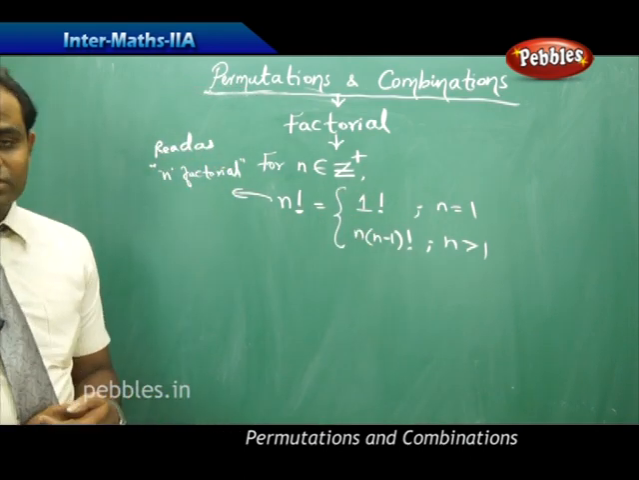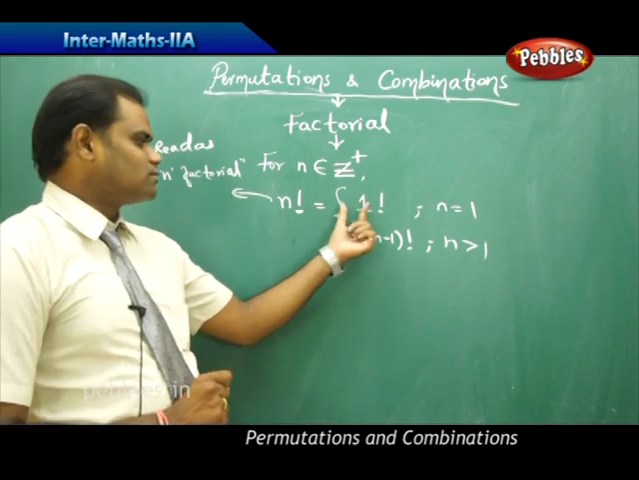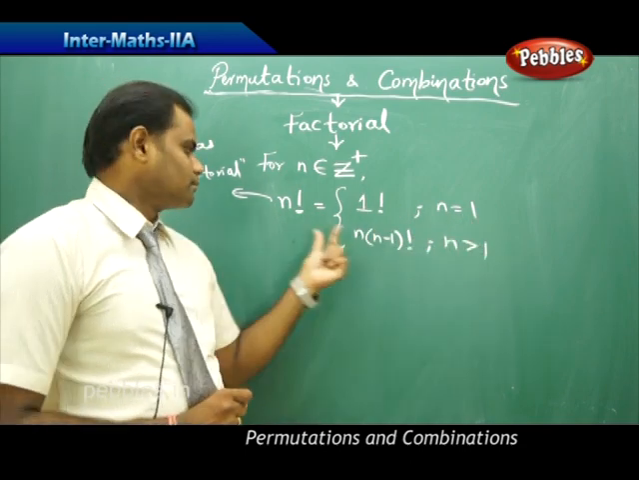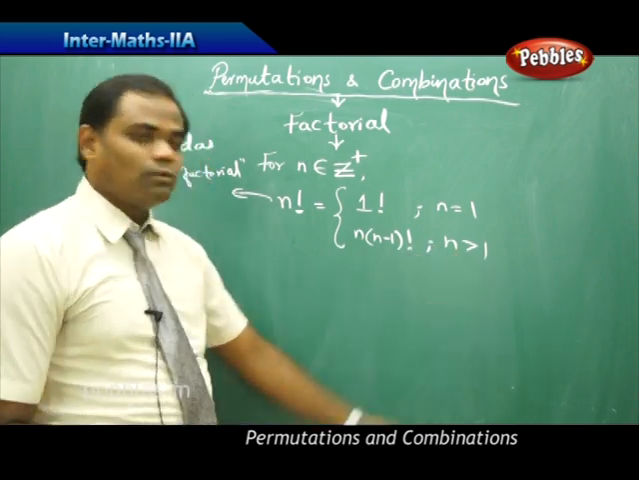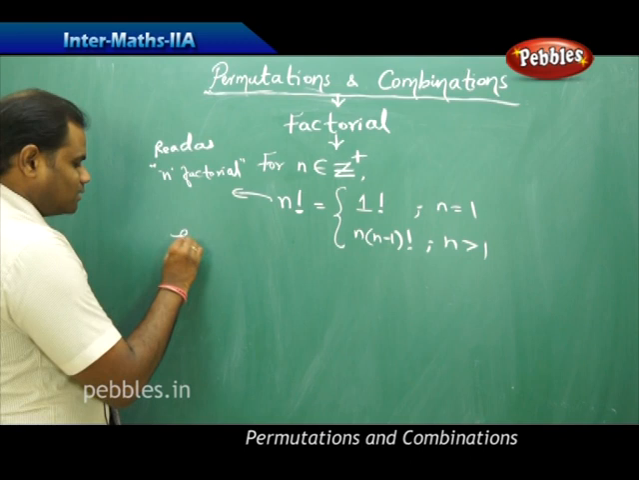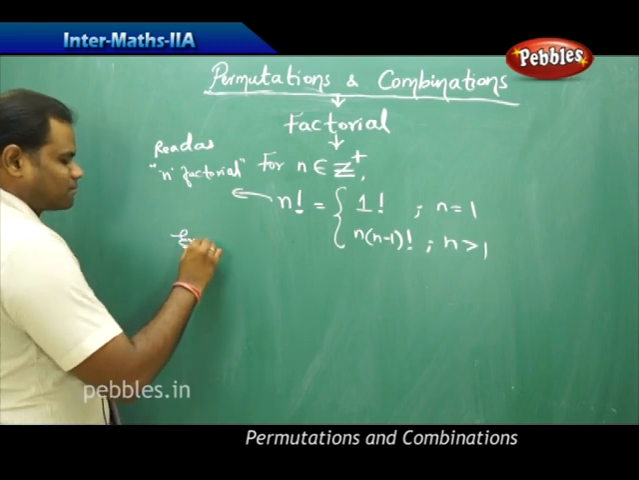So the two ways of understanding n factorial: one is this is 1 factorial if n is equal to 1, and this is n times this if n is greater than 1. So let's see how we can understand this more clearly through example problems.